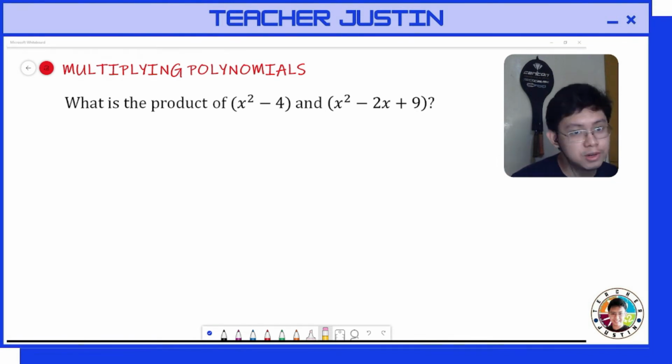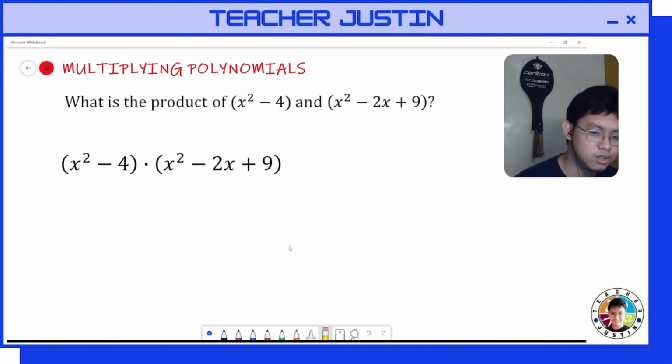On today's topic, we're going to talk about multiplying polynomials, answering the question: what is the product of x squared minus 4 and x squared minus 2x plus 9? To answer this question, we're going to translate this. When we encounter the word product, we are multiplying our polynomials x squared minus 4 and x squared minus 2x plus 9. So we will write it in this form.